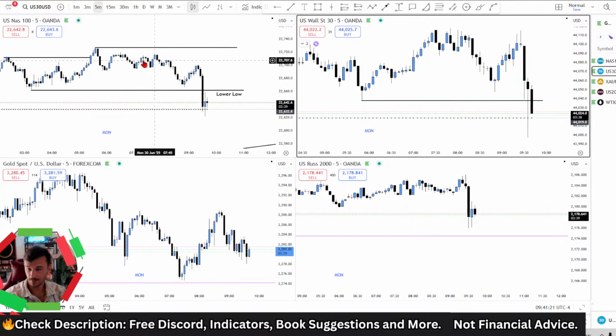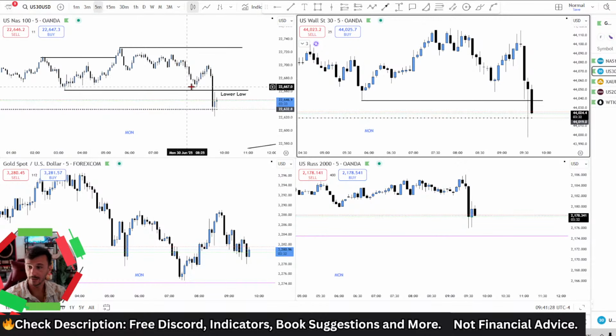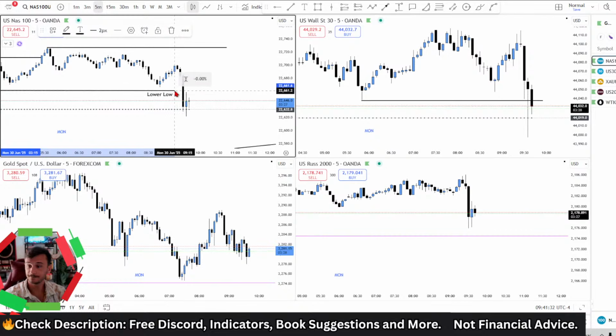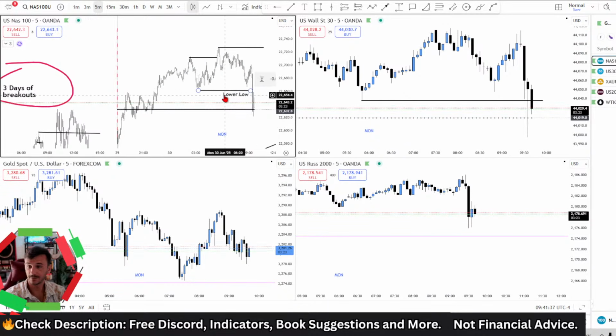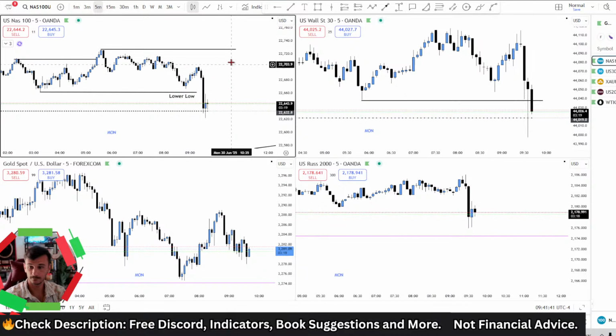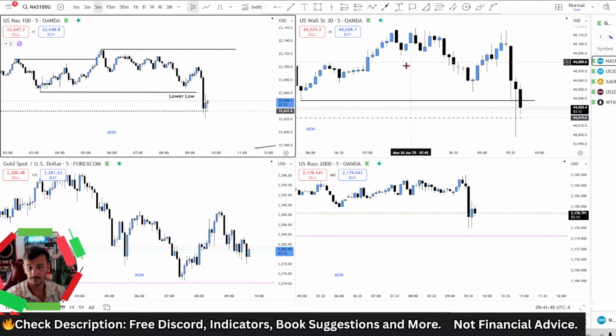The Nasdaq has also come down now. Remember, I was talking before we started, before the open, we made this higher high. Now we would need to break down and make a lower low, and they've done that, which is nice to see. 3 days of breakouts. They've made a lower low. That's good. So we got another one possibly fitting the bill, fulfilling some characteristics that I want to see.